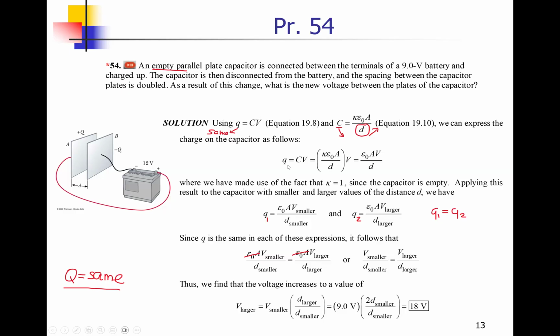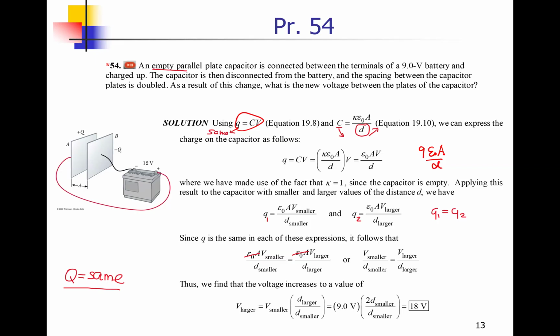So what we have here is Q. Once you disconnect the capacitor, the charge will not change. So you can calculate your Q first. Q for a capacitor will be equal to capacitance times V. That's why here we say Q is the same. So Q will be equal to CV, and V initially is 9 volts. So you do epsilon 0 A over D times V. This is the initial charge, so you have 9 epsilon 0 A over D here.